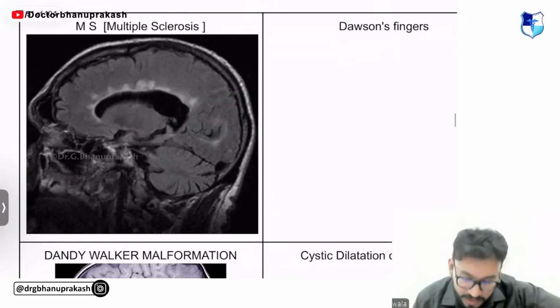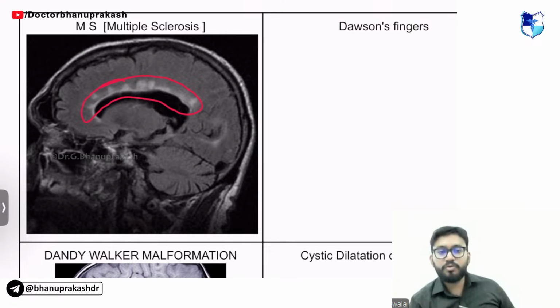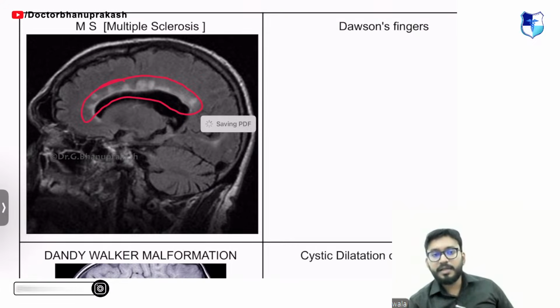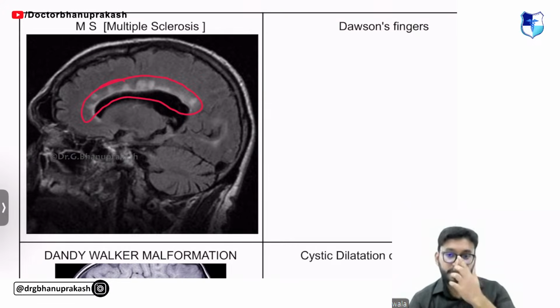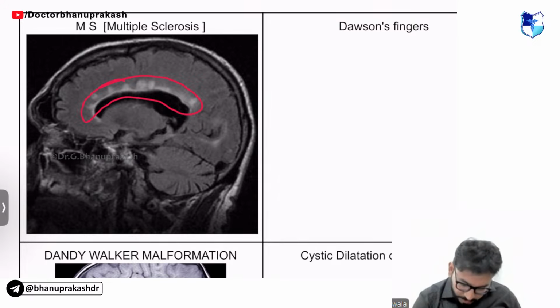Look at this, guys. Can you see these lesions around the ventricle? These are known as Dawson's fingers, guys. Dawson's fingers represent zones of demyelination in multiple sclerosis.